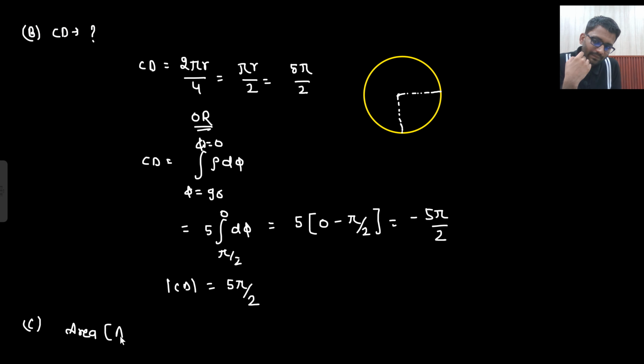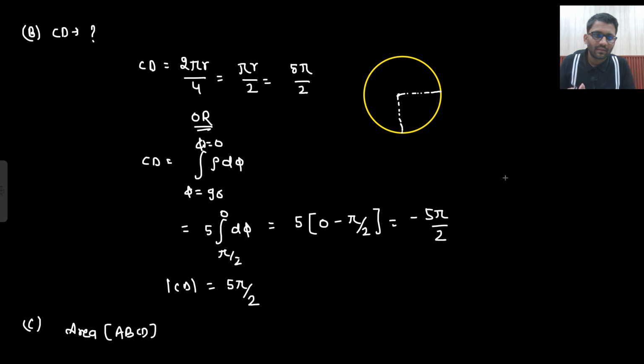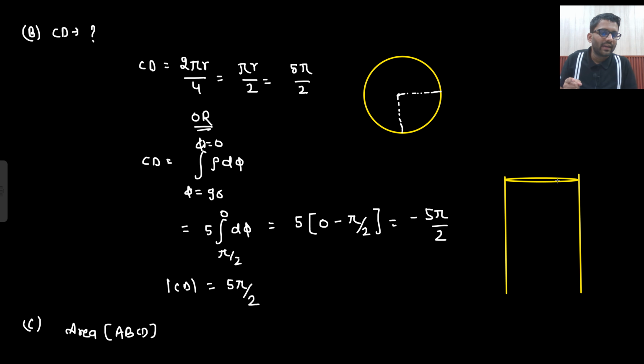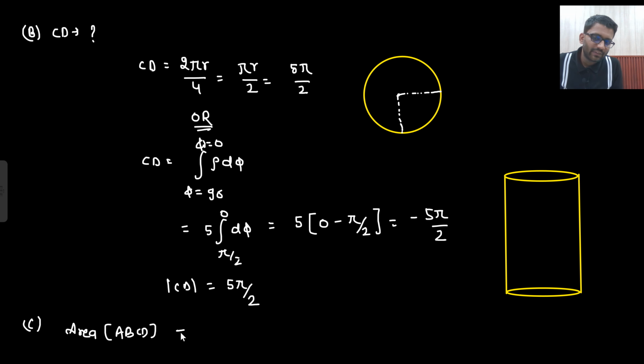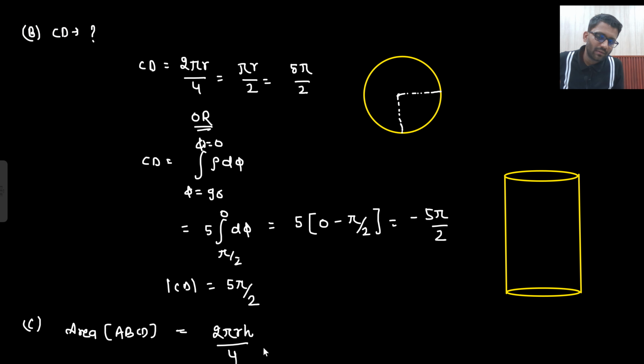For a complete cylinder, what is the surface area? Do you know? 2 pi R H, right? Now I am solving by geometry only. So the complete area is 2 pi R H, that is 2 pi R for H distance. But this is one fourth part. So divided by 4, pi R H by 2 would be your answer.